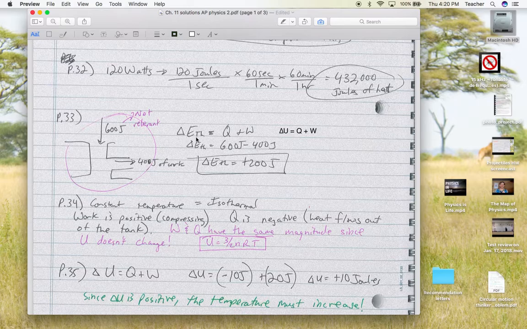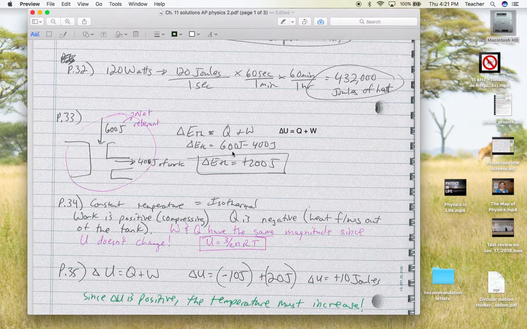Your book uses delta E thermal. So we had 600 joules of heat input, 400 joules of work done by the system. So that's leaving. So you have a net gain of 200 joules. Therefore, this system would heat up overall.